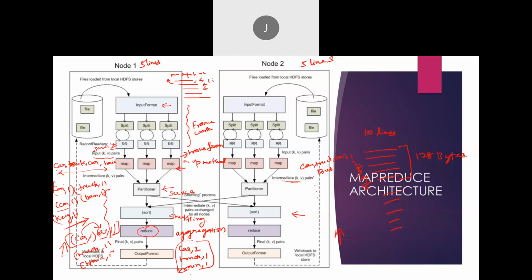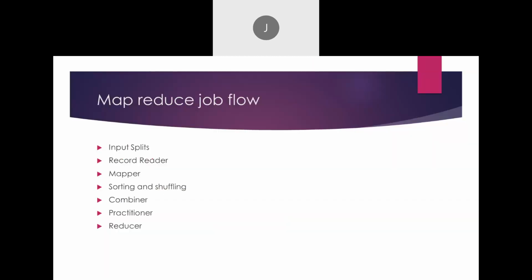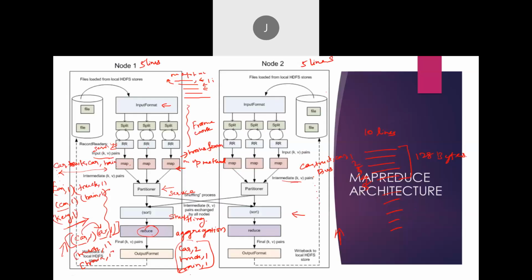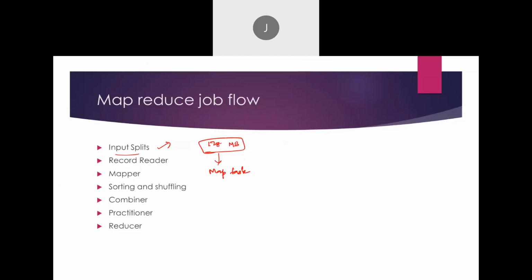In this MapReduce flow, the processes or services involved are, first, the input splits happen. The data set which we are storing will be split into multiple blocks of 128 megabytes. Each block will start a map task. That's why you see multiple map tasks here. Here it will be the input split data.